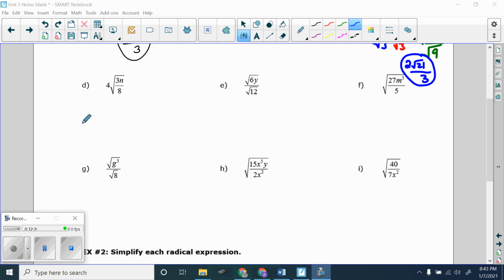All right, we can do one more example together, and then you'll try a few of these. I have the 4 out front. Don't ever forget about the number that's out front. Sometimes you do. It's a very common mistake. And then I'm going to look, can I simplify anything under the radical? I cannot, so I'm going to separate it. 3n over square root of 8. I'm going to multiply by a version of 1, which is the denominator over itself.